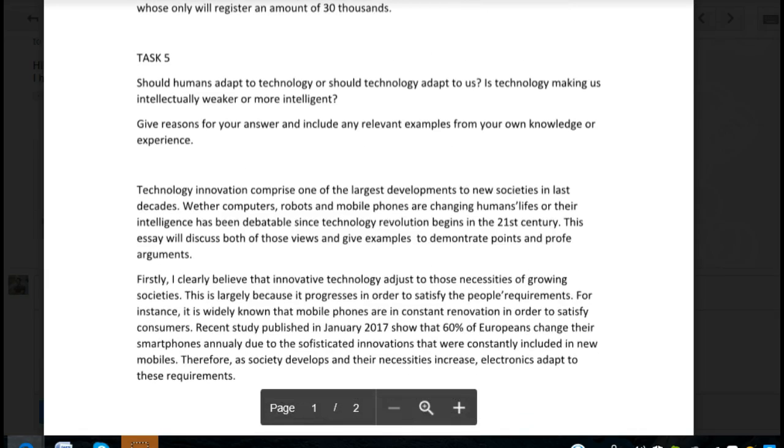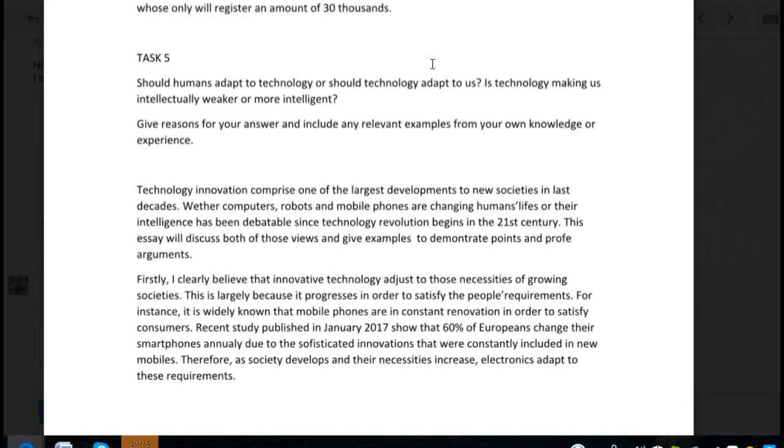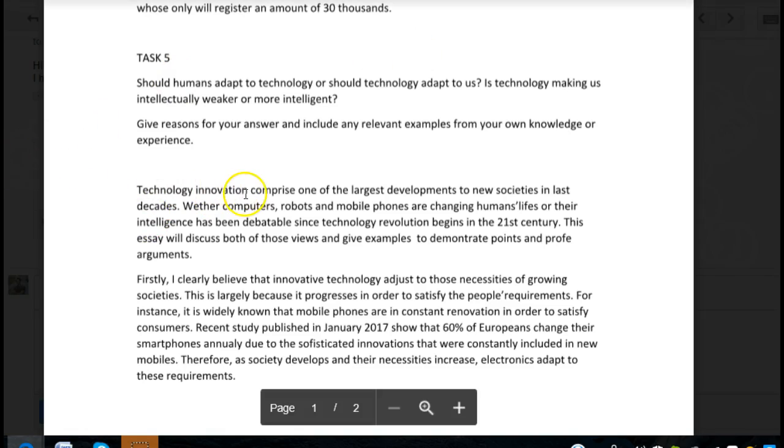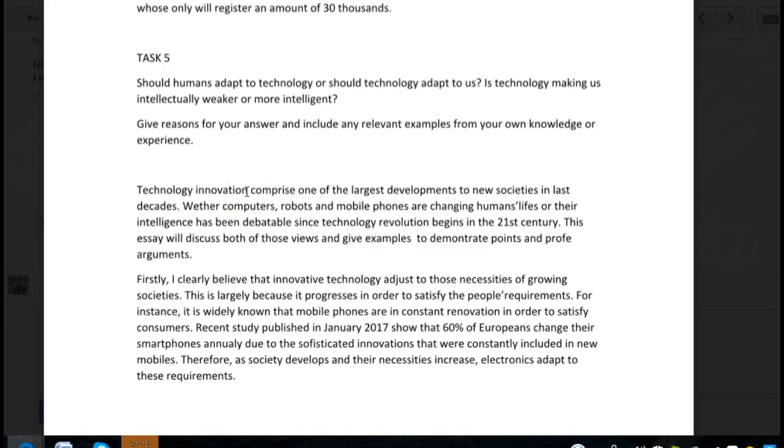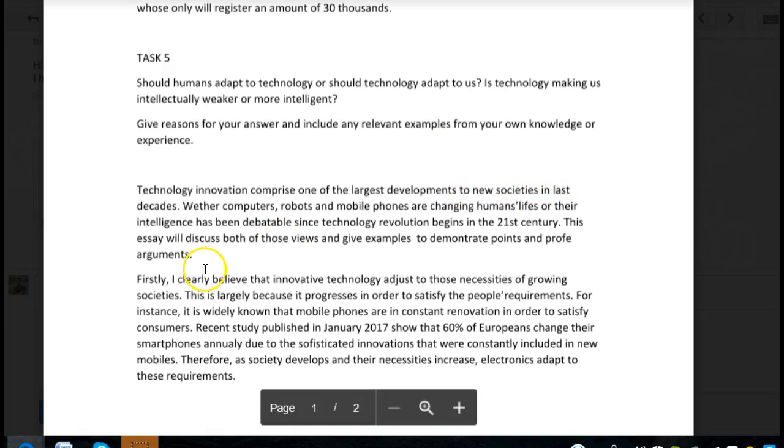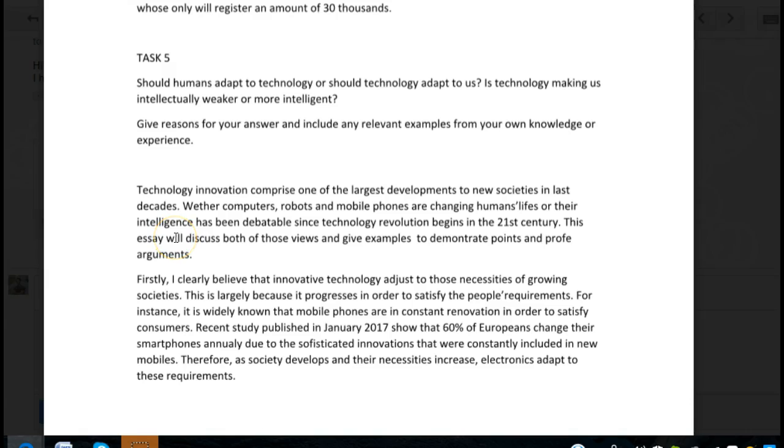Okay, let's go into your task 2. Should humans adapt to technology or should technology adapt to us? Is technology making us intellectually weaker or more intelligent? "Technology innovation comprise one of the largest developments to new societies in the last decades." Okay, "technological innovations," plural, "has comprised one of the largest developments to new societies in the last decades." So just a couple little changes really improve the accuracy of the grammar here.